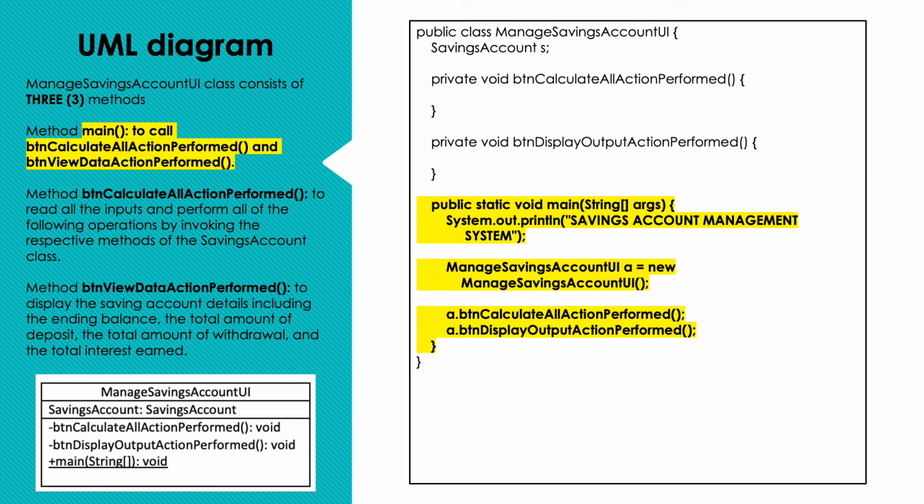So ManageSavingsAccountUI a = new ManageSavingsAccountUI. To call the methods, I would use a.buttonCalculateAllActionPerformed, so that is calling the first one. To call the second method, I would write a.buttonDisplayOutputActionPerformed. If you have your buttonCalculateAllActionPerformed and buttonDisplayOutputActionPerformed as static, then you don't have to create an object of your ManageSavingsAccountUI class.